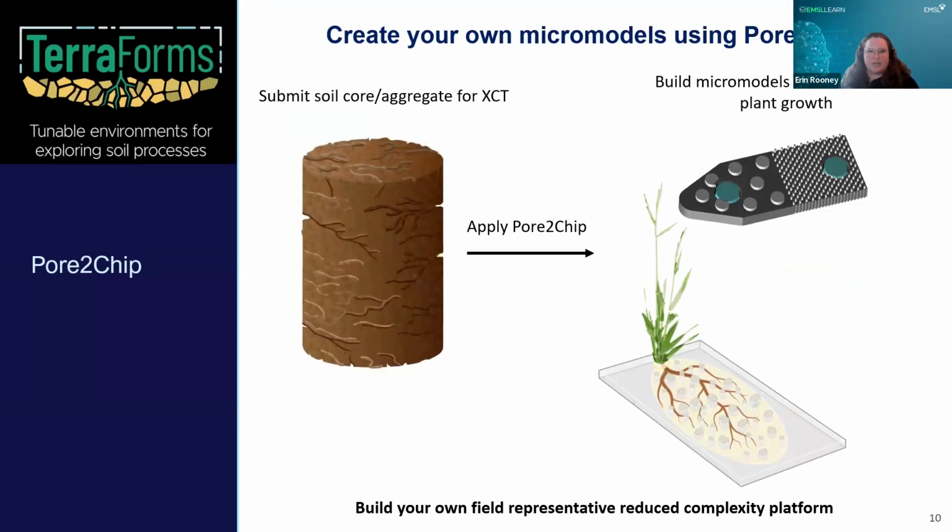So for what Pore2Chip now does and adds to the ability of terraforms is, you take a soil core or aggregate and you get the XCT data. And from there, you apply Pore2Chip, which can give a representation of these pore network characteristics. And from there, you can design and build micromodels for microbial and plant growth. And from this, you can build your own field representative reduced complexity platform.